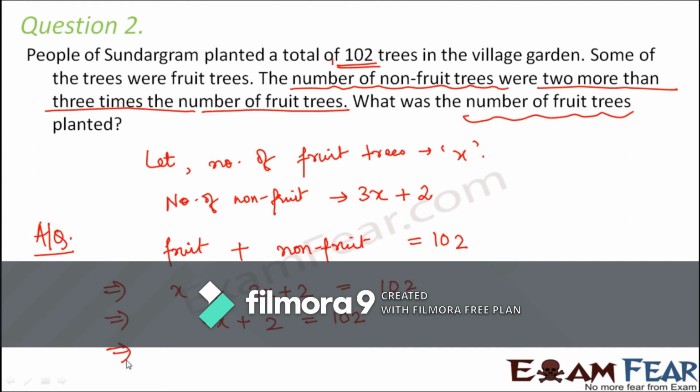So let's solve this to find out the value of x. So 4x will be equal to 102 minus 2, or we can say 4x is equal to 100. Therefore, x is equal to 100 divided by 4. So we know that 4 into 25 is 100. Therefore, x is equal to 25. And what was x? X was the number of fruit trees. So the number of fruit trees planted is 25.